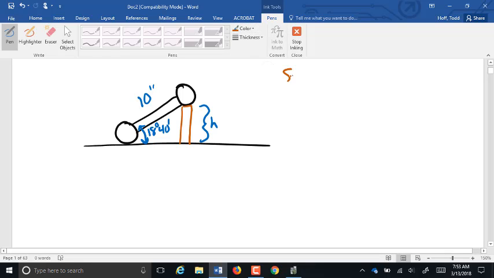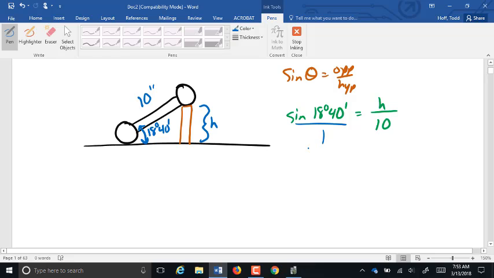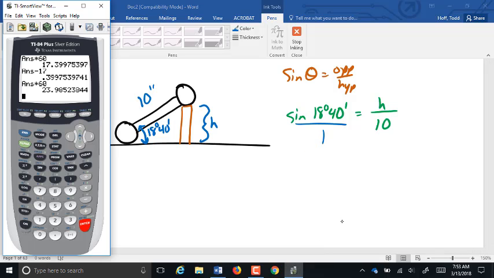So obviously we're using the sine, because it's a sine bar. Do we know the angle? Yes, 18 degrees, 40 minutes. Do we know the opposite side? No, that's what we're trying to find. Do we know the hypotenuse? Yeah, that's our 10 from the sine bar. So we make this into a proportion so we can cross multiply and divide. So we have to do the sine of 18 degrees, 40 minutes.